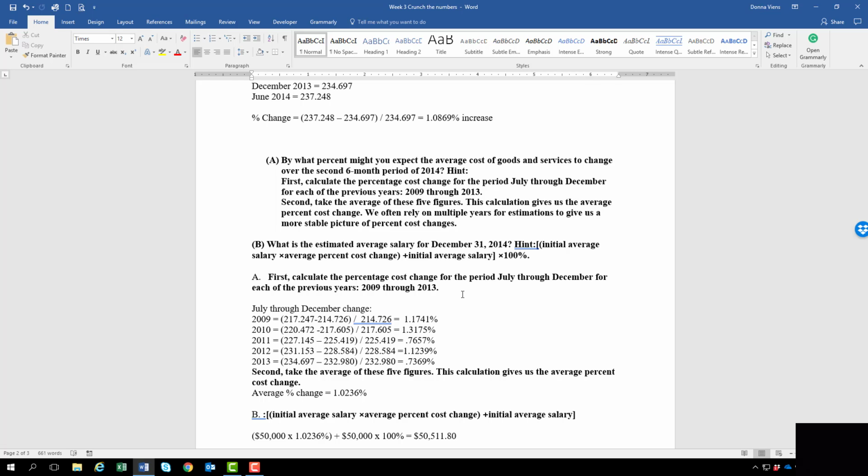In construction, it was always those winter months were dead for us. We did nothing, while in the summer months we were doing 3 times the workload that we could handle. In manufacturing, it can tend to be a little bit more consistent, dependent upon where you are, what you're manufacturing, what the marketplace is. So we're going to first do that. And then second, we're going to take an average of these 5 figures and get the average cost change.